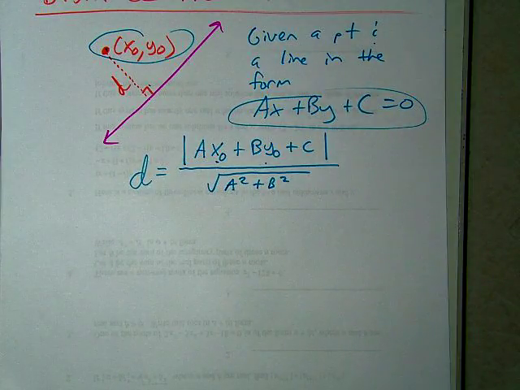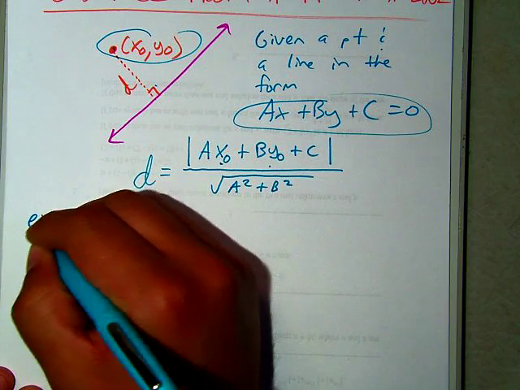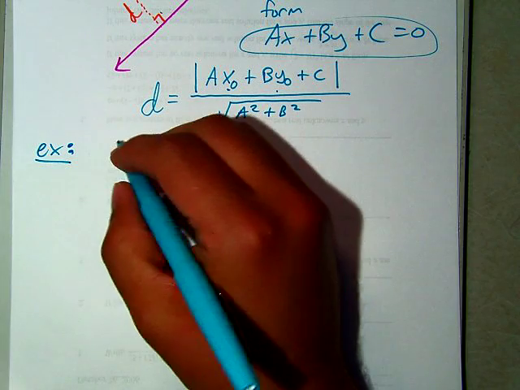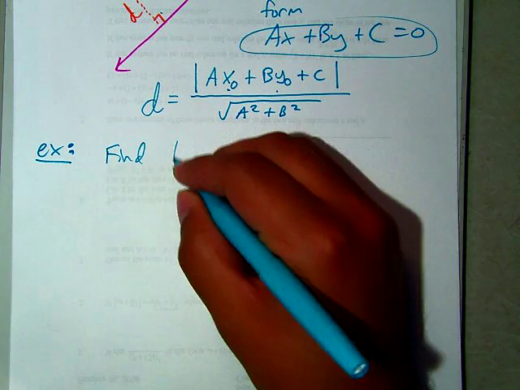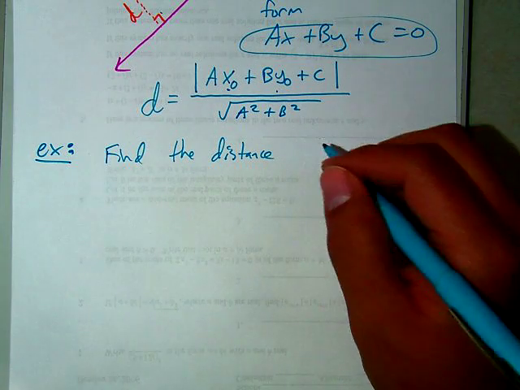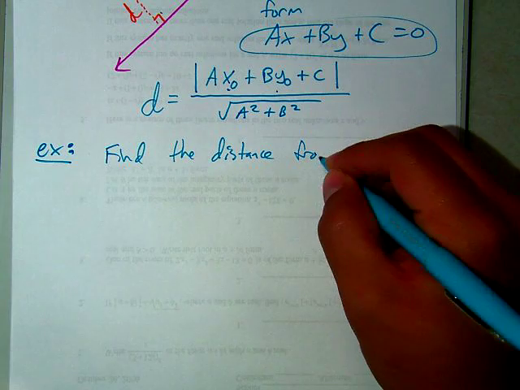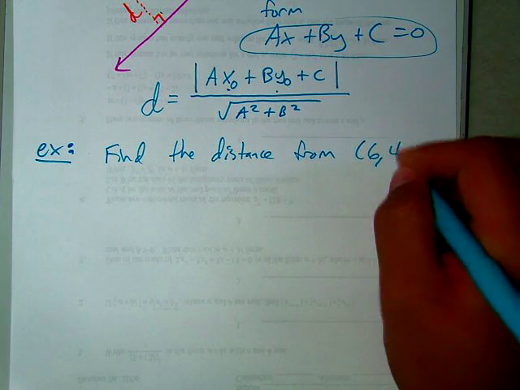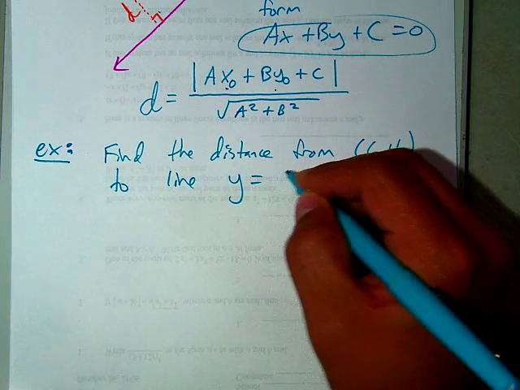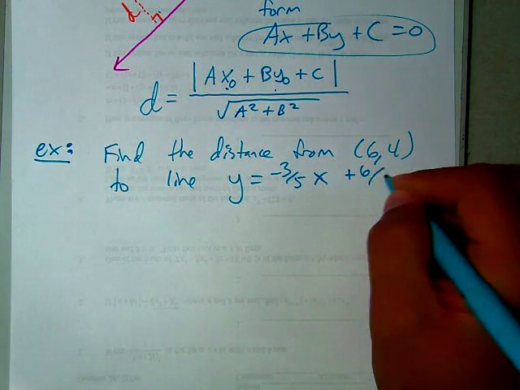So here is an example. I'll give you a little bit of time to think about it, and then we'll go through it together. Again, this is not horrible. So find the distance from, let's say, (6, 4) to the line y equals negative 3/5 x plus 6/5.